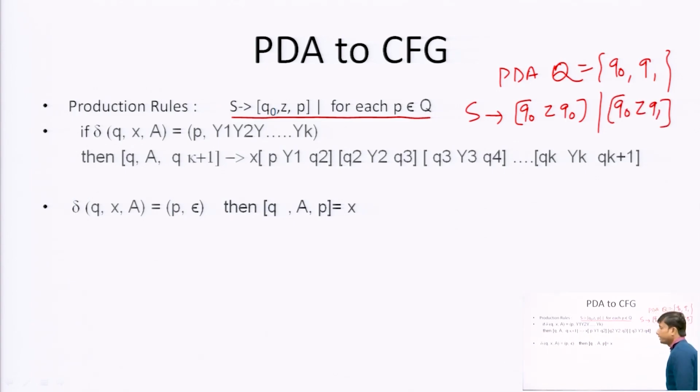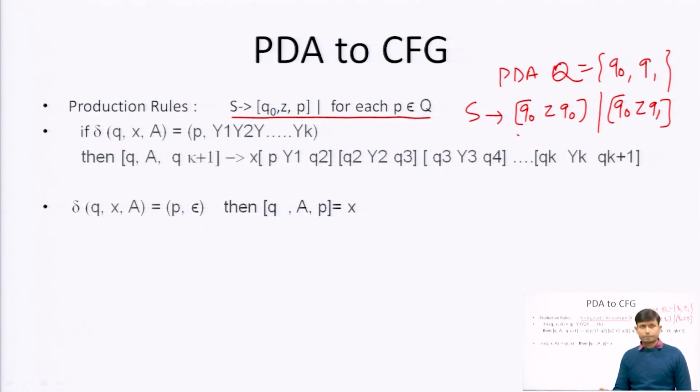So here two productions will be there. You see S derives Q0 Z Q0, because each P belongs to Q. In Q we have Q0 and Q1, so S derives Q0 Z Q0, then also S derives Q0 Z Q1, and here Q0 and Q1 are two states. So these are the rules for the first rule.